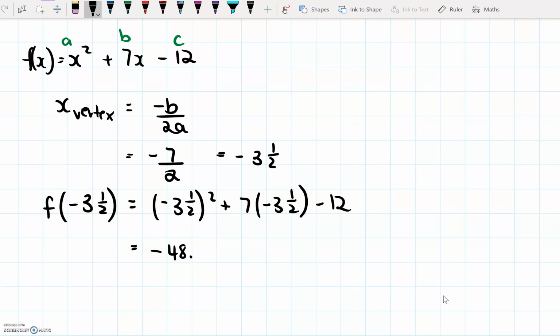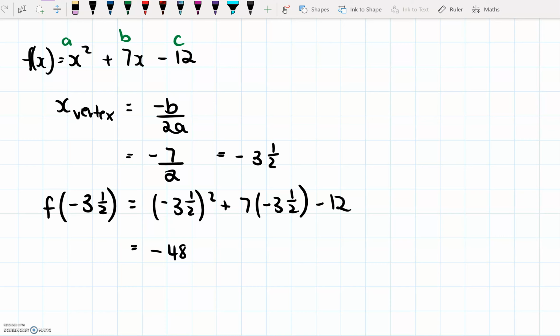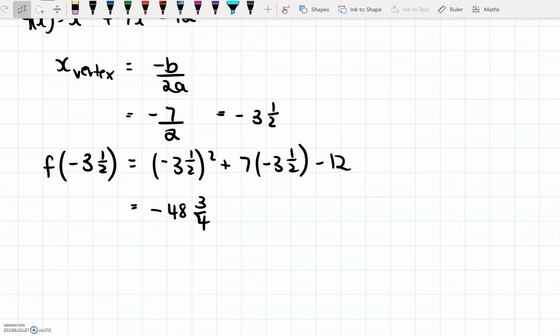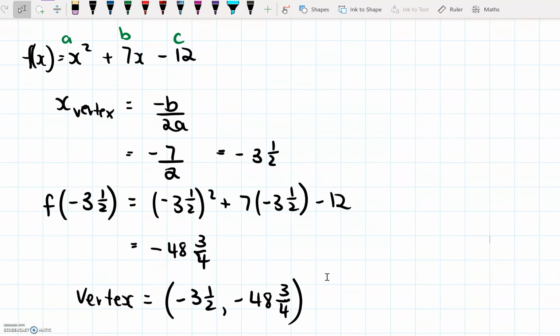which gives us -48 point, I think it was 75, yep, or -48 3/4. Okay, so that's our function of -3.5, so our vertex is equal to -3.5, comma, -48 3/4. And that's our vertex. Okay, so this is it for vertex form. This is it for finding the vertex.